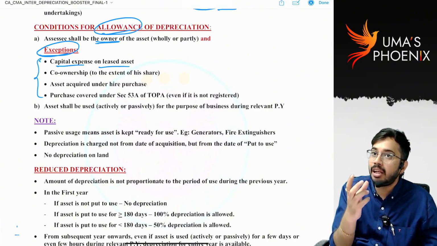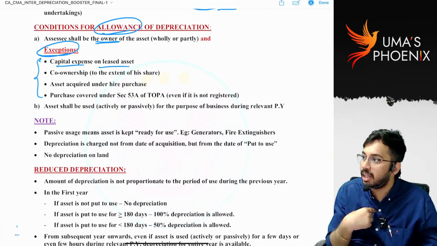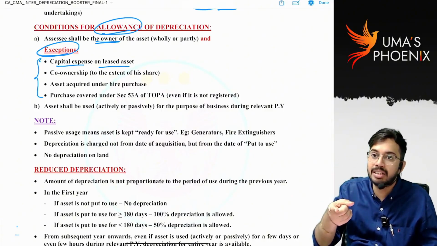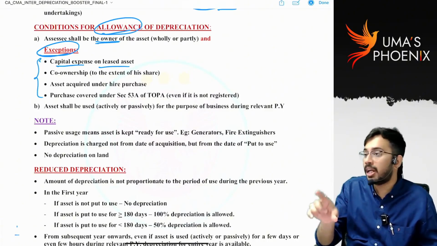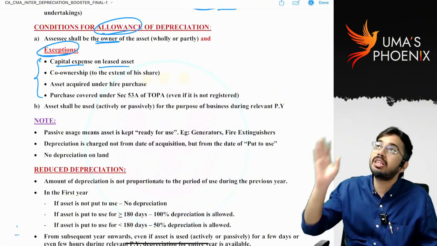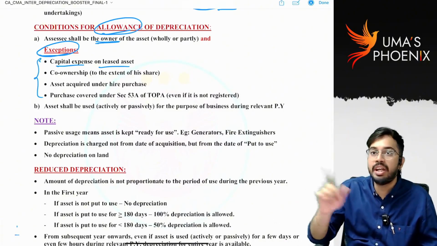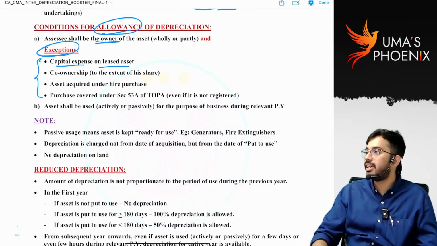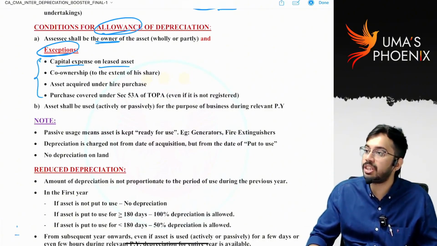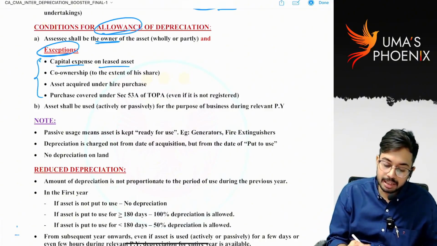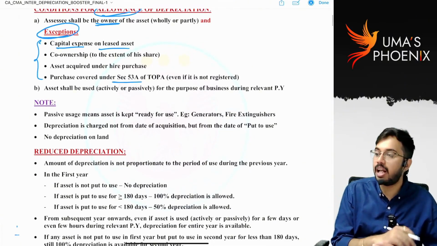That means on the leased asset, I have incurred a capital expenditure. Even though the leased asset does not belong to me, whatever capital expenditure I have incurred belongs to me. For that capital expenditure, I am the owner, and on that capital expenditure, I can start claiming depreciation. So on ceiling, I will start claiming depreciation. On interior work, I will start claiming depreciation, even though that work is done on the leased asset. Is it clear? So for capital expenditure on leased asset, depreciation is allowed to the lessee who has incurred such capital expenditure. Is it clear? Next, asset purchase covered under 53A of Transfer of Property Act.